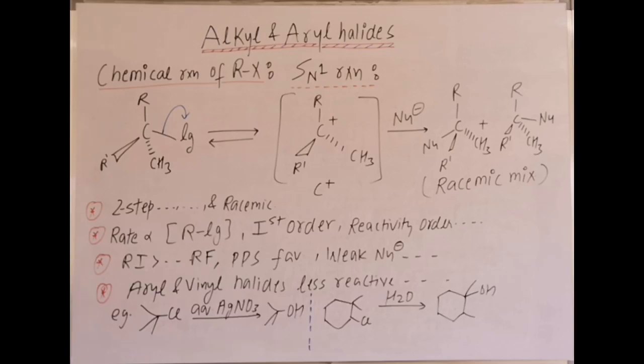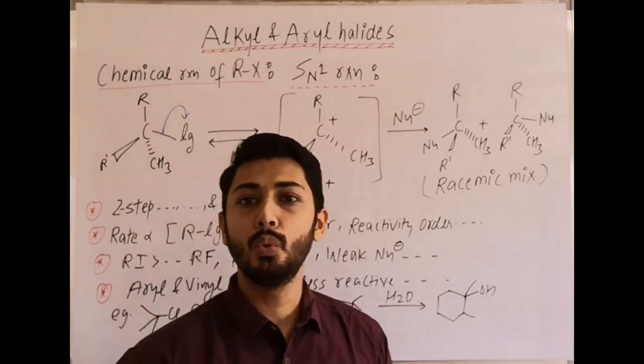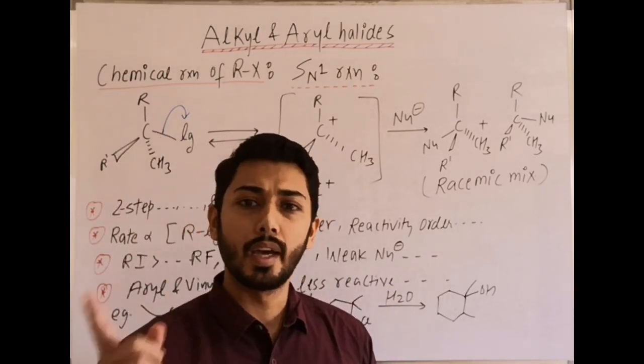Then another important point is aryl halides and vinyl halides. If you remember, at the beginning of the first part we have done aryl and vinyl halides, where the halogen is directly attached to sp2 carbons, here in the ring, here in the double bond. That is why there exists a partial double bond character between halogen and carbon, and that is the reason aryl and vinyl halides are less reactive towards both SN1 as well as SN2 reactions as compared to alkyl halides.